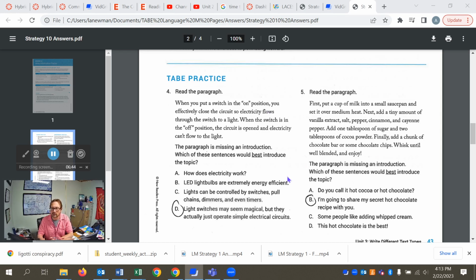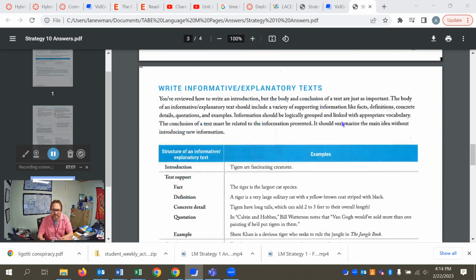Okay, 5, this paragraph is also missing an introduction. Which of the sentences would best introduce the topic? And it's B. I'm going to share my secret hot chocolate recipe with you. And then we have relationship language that leads us through the steps of that process.